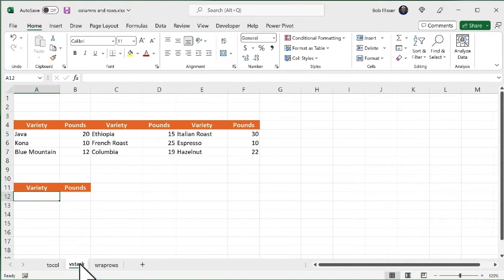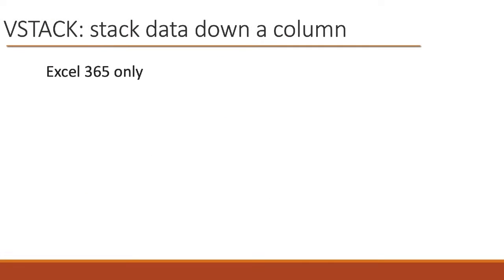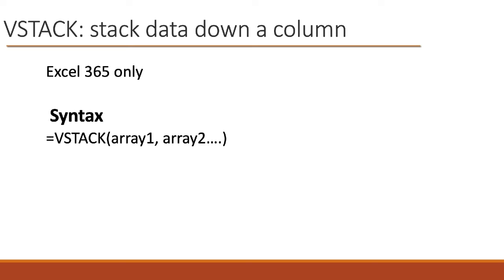Let's go to the next function, VSTACK, and this is a little different. You notice we have three pairs. We've got one pair of varieties and the pounds sold, a second pair of those, a third pair of those, and like before, I want to take all of those and list them straight down these two columns. Again, let's take a look at the syntax. With VSTACK, we say equals VSTACK, we feed it the first pair, comma, the second pair, comma, the third pair. You could have as many of these as you want. This also has a corresponding function called HSTACK, where the syntax is the same and the data would just be listed across the row horizontally.